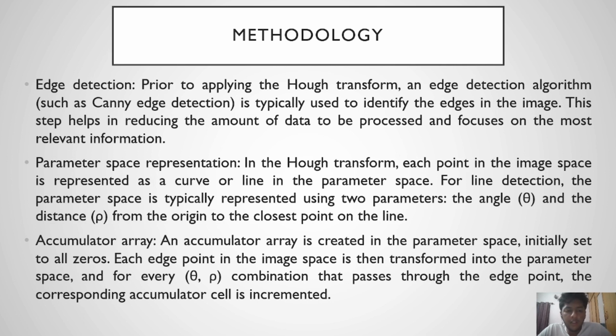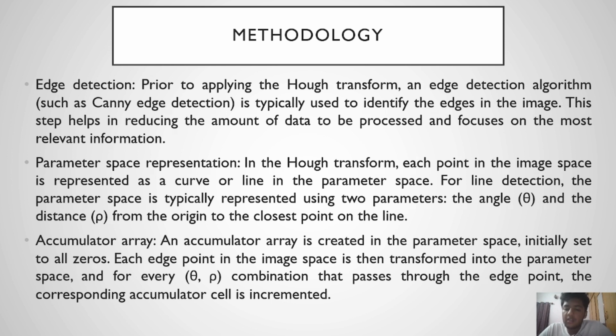So the parameter space representation. In the Hough transform, each point in the image space is represented as a curve or a line in the parameter space. For line detection, the parameter space is typically represented using two parameters, that is the angle and the distance from the origin to the closest point. The angle is theta and the distance from the origin is rho. Accumulator array. An accumulator array is created in the parameter space, initially set to all zeros.